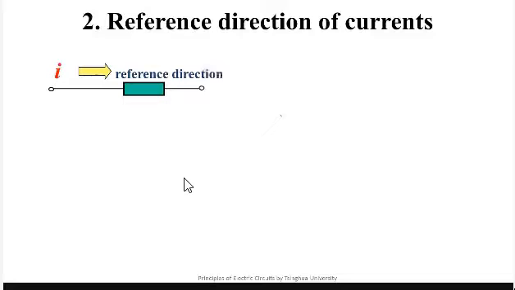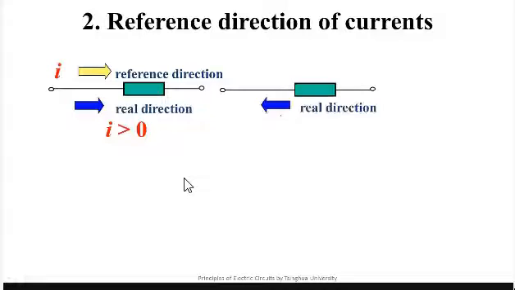For current, if we define its reference direction as from left to right, and its real direction is from left to right too, then the calculated current with the reference direction must be larger than 0. As to how to calculate it, we will cover this topic in the following lectures. And if the real direction of the current is from right to left, then the calculated current with the reference direction must be less than 0.